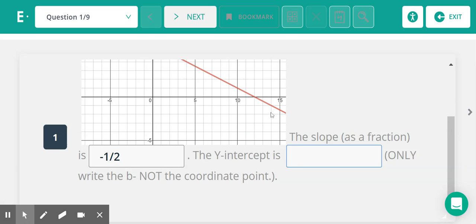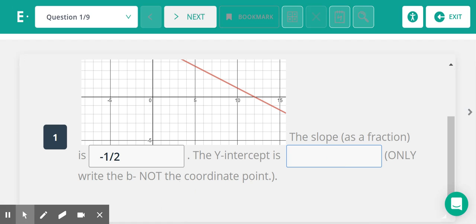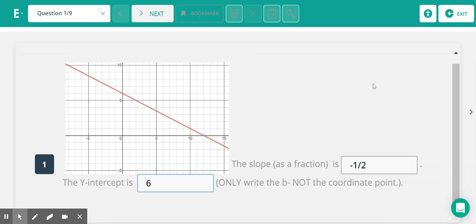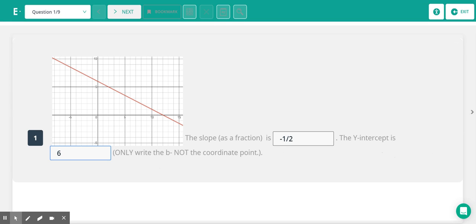And then the y-intercept. The y-intercept is, where does it hit on the y-axis? Well, here's my origin, 0, 0, and my y-axis, it hits at 6. So it hits at 6. There we go. So turn in, and zoom back out. So the slope as a fraction is -1/2, and the y-intercept is 6.